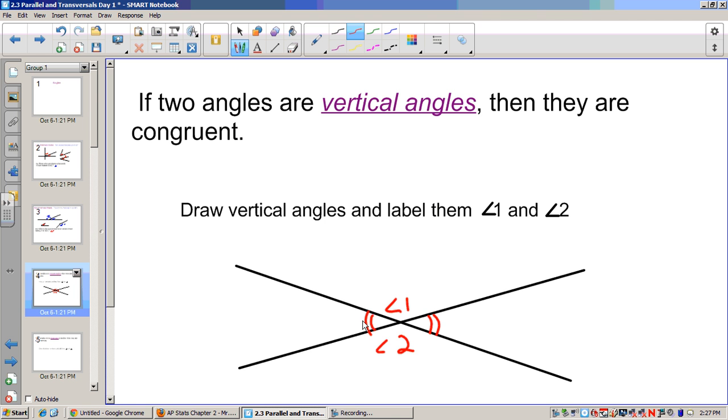Now you know if there's two markings here, you have to match it up with two markings here. You could have three markings here, match up with three markings there. So you have to pay attention to how exactly they're labeled.